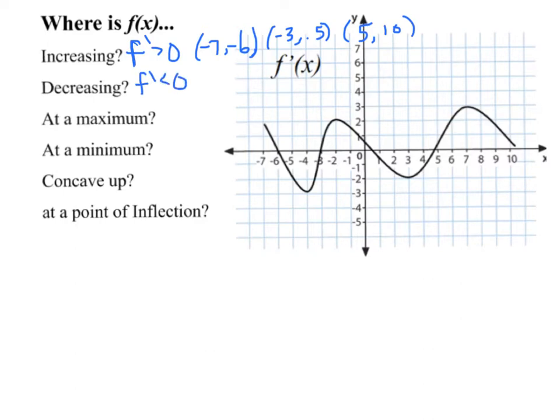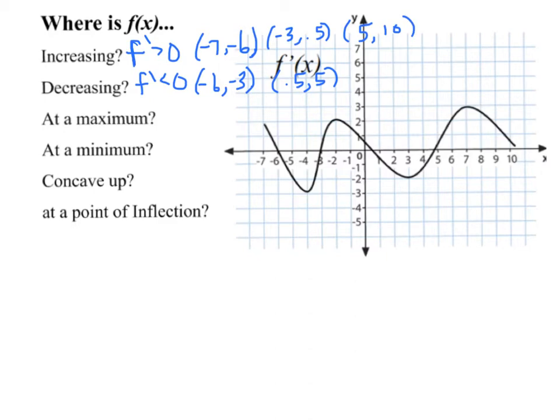So we're talking from -6 to -3. We're talking about from 0.5 to 5. And that'll about do it. Okay, and again, it's because derivative tells us slope. If the derivative is positive, that means the slope is positive, so a function is increasing.